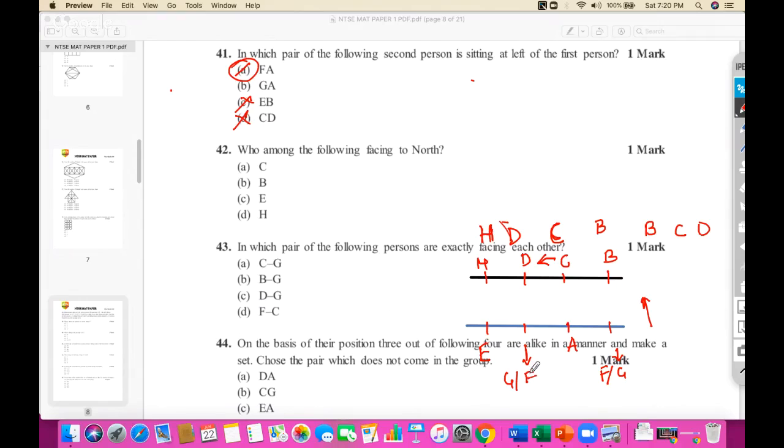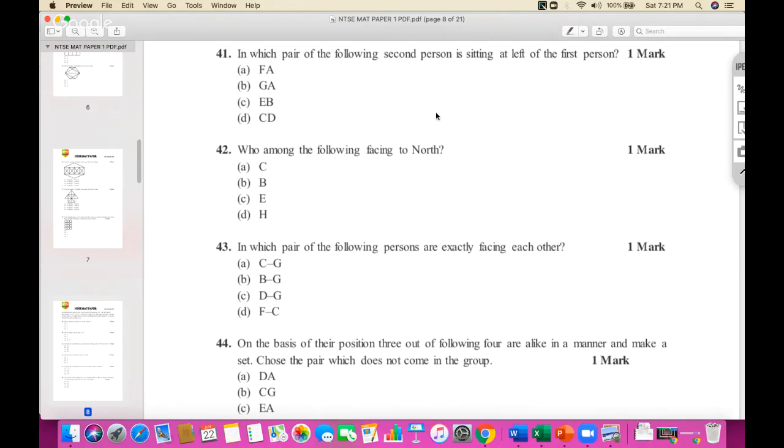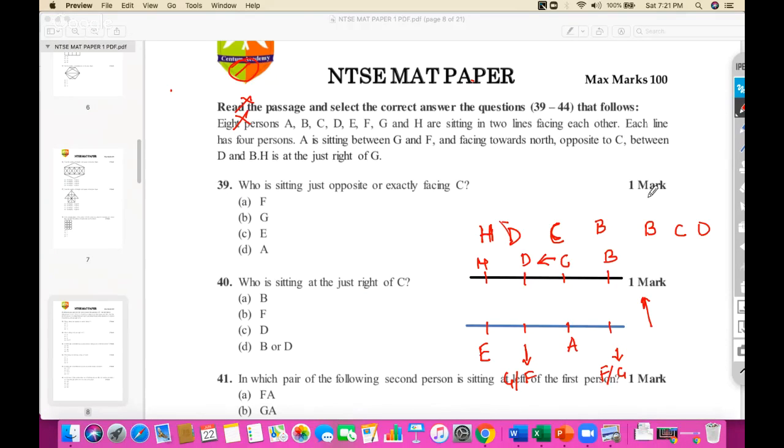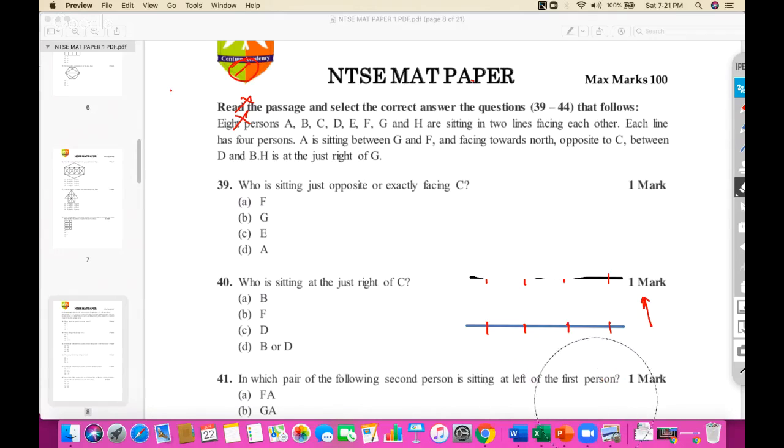If you take it as it has been written in the question, try to understand. What I generally do is I make two cases, like A is sitting between G and F. So assuming here is between D and B, H is just right of G. Oh, H is right of G. So I have made the whole diagram wrong. Oh my God. Okay, leave it. One second. Let me make the diagram correct. So I've not read it properly.